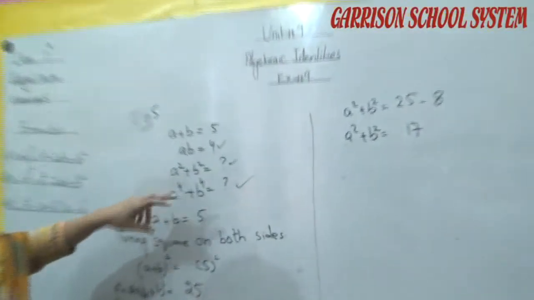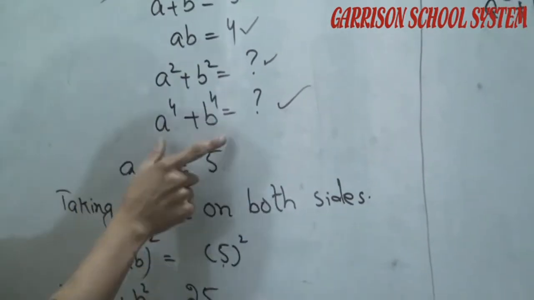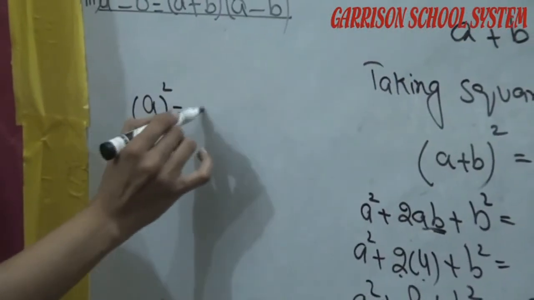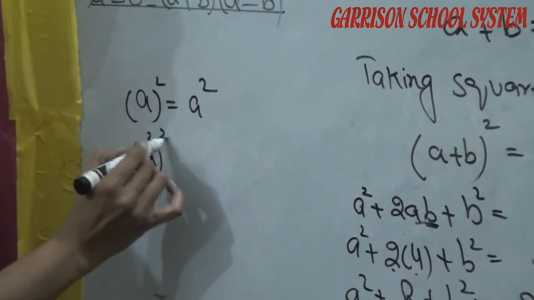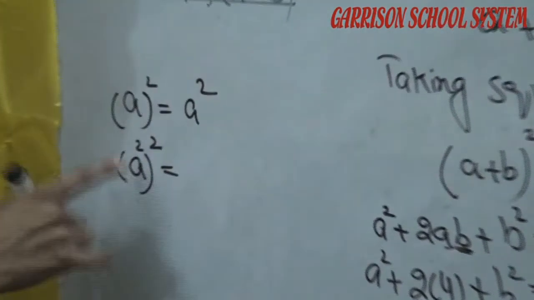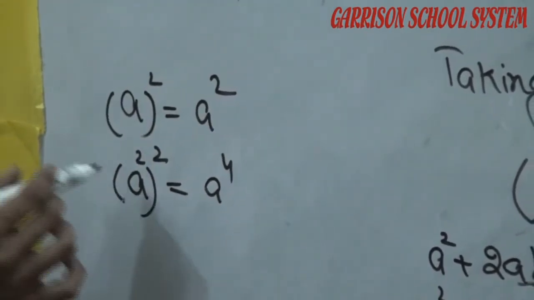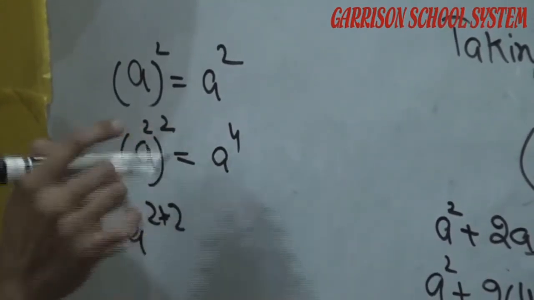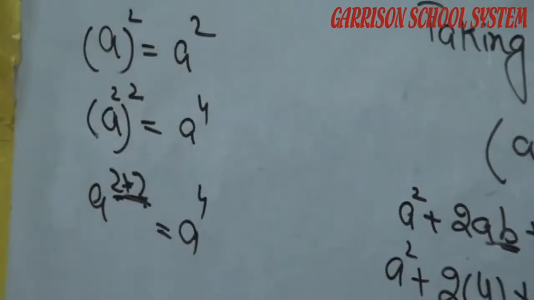We have found a square plus b square. Now we have to find a4 plus b4. How will it become a4 plus b4? If I take the square of a, it will become a square. And when I take the square of a square, it will produce a4, because when the powers are multiplied, they add: 2 plus 2, a raised to power 4.